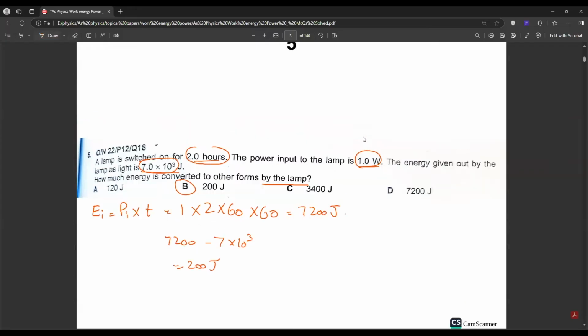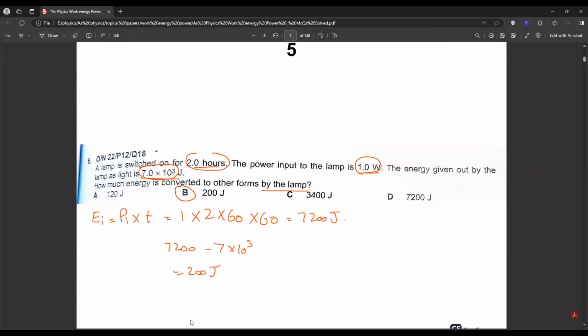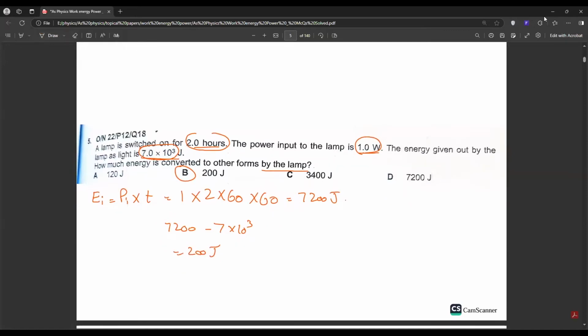B is your answer. Which question is this? This is question number 5. If you check in the marking scheme, 5 has an answer of B. Perfect. Let's move ahead. Let's see this.